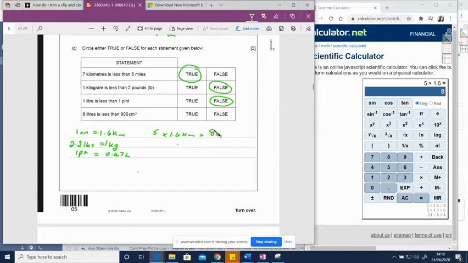8 litres is less than 9,000 centimetres squared. Well, I know that 1 litre is the same as 1,000 centimetres cubed. I should have said cubed. So 8 litres is less than 9,000 centimetres cubed is actually false.